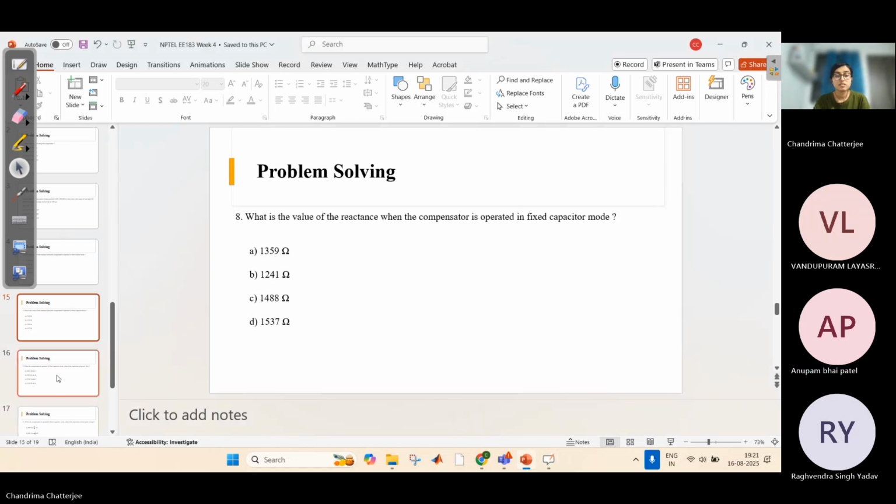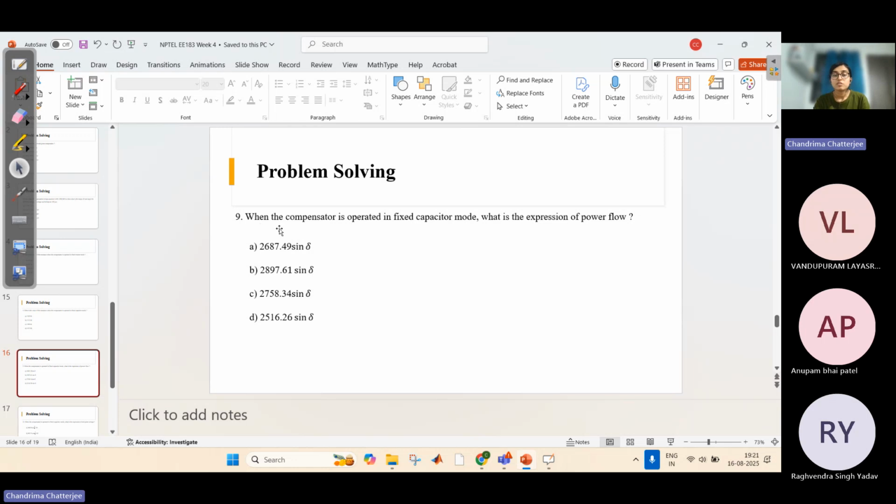Yes, ma'am. Now question number 9. When the compensator is operated in fixed capacitor mode, what is the expression of power flow? Here power flow means active power. Okay. So if they ask for reactive power, it will be specifically mentioned. If there is just power flow, that means active power.